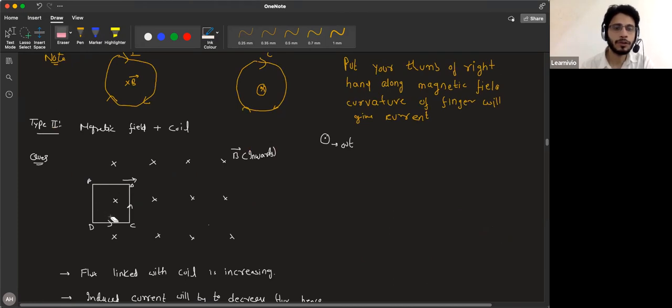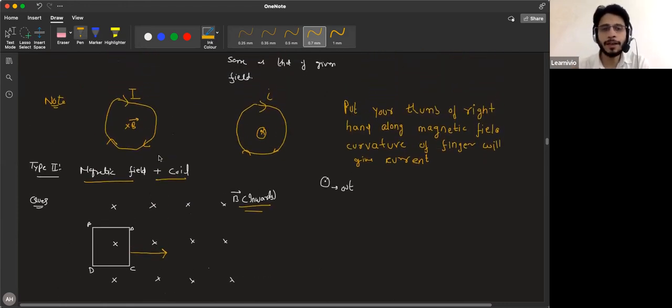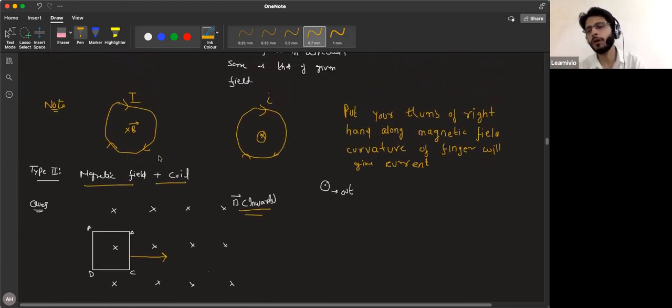The first question of type 2. In type 2 questions, a magnetic field and a coil are given. The direction of the magnetic field is inwards. You are taking this coil in this direction, so you have to decide the direction of the induced current. See, for different types of questions, the logic would be different.